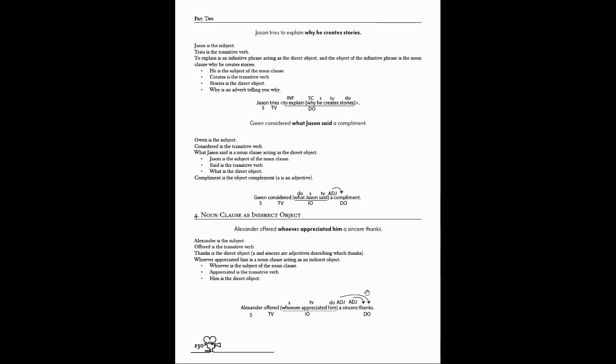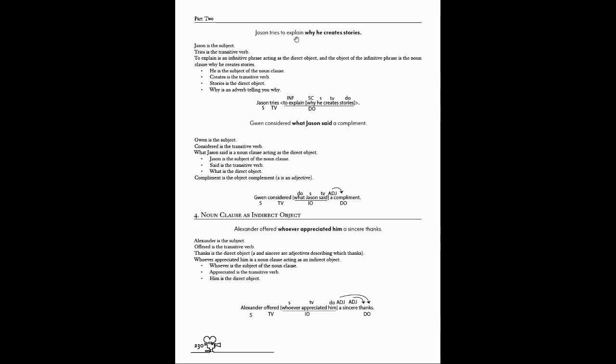So, all right. What about Jason tries? What does he try? He tries to explain why he creates stories. So you're looking at this one's going to get fun. So we have Jason as my subject. He tries. That's my transitive verb. And then he tries this whole thing to explain why he creates stories. This massive thing is all my direct object.